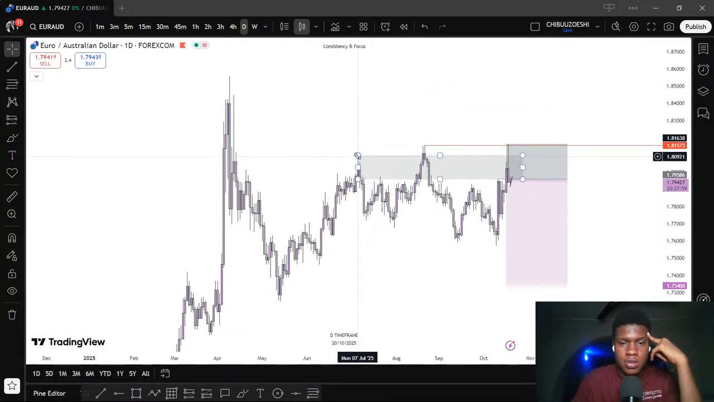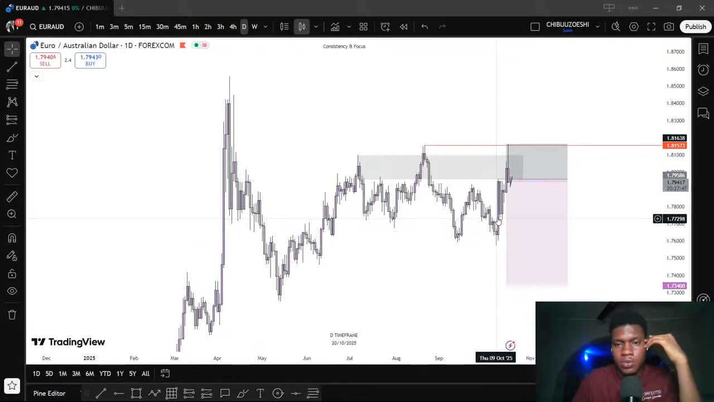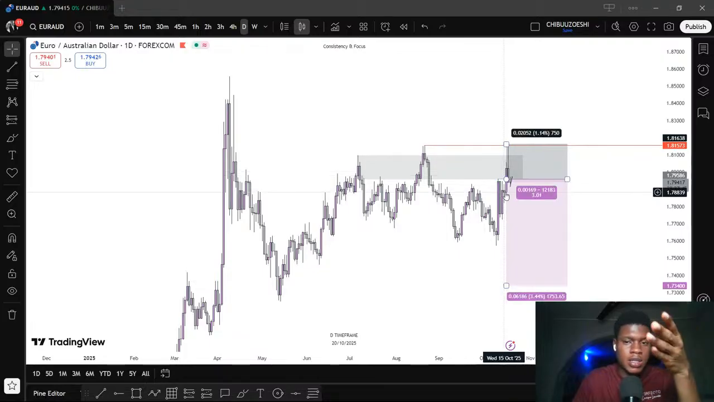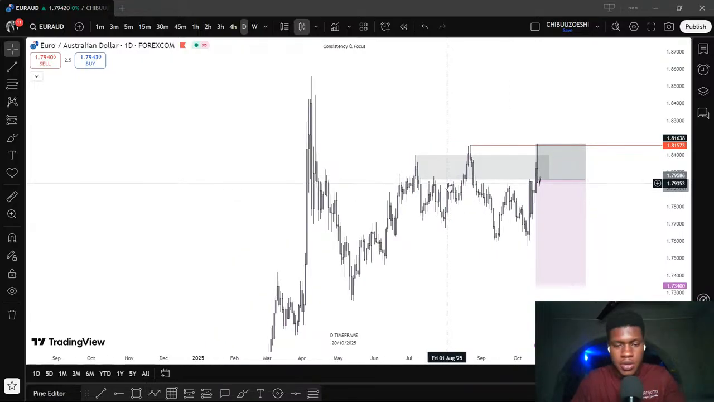So price broke structure to the upside, broke structure to the downside, and you can see that these are lower highs, these are lower lows. Because now price wicked here, and I told you guys that I only do break of structure with candle body and not wick. So the market is still heavily bearish right now on Euro AUD. So that's it for Euro AUD.